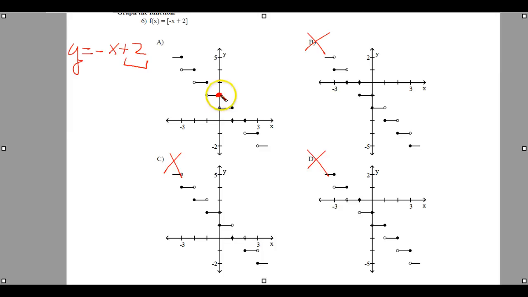And if we go over 1, up 1, over 1, up 1, then this would be, in a sense, our graph here. Like so. But I guess the use of these brackets indicate they want it this way.